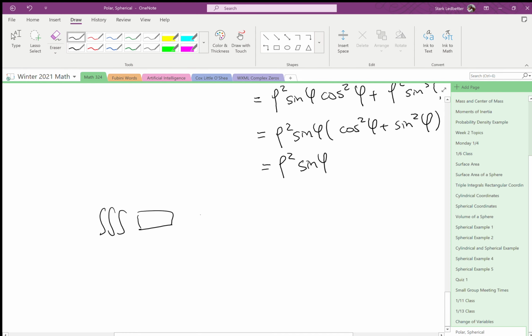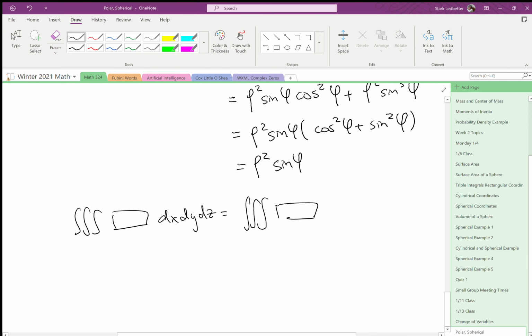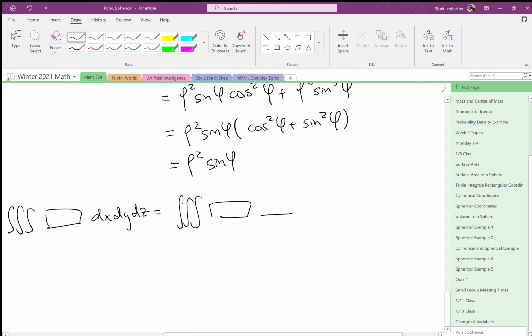Okay, so I'm going to write thing integrated with dx, dy, dz is new function with changed variables. I left this blank before. I had d rho, d phi, d theta, and now I can fill it in with the Jacobian. Goes here, rho squared sine phi, which you maybe have memorized at this point.